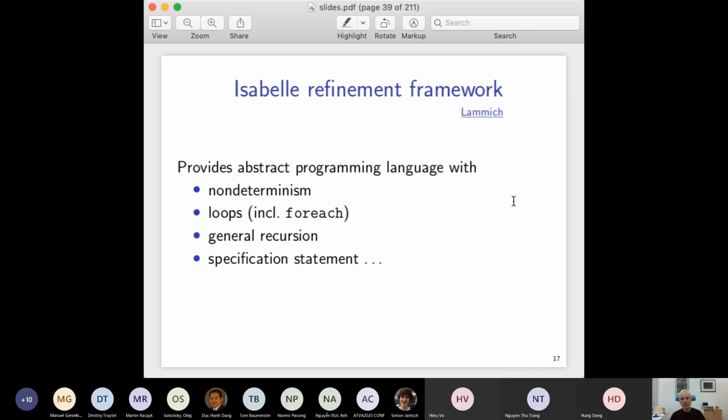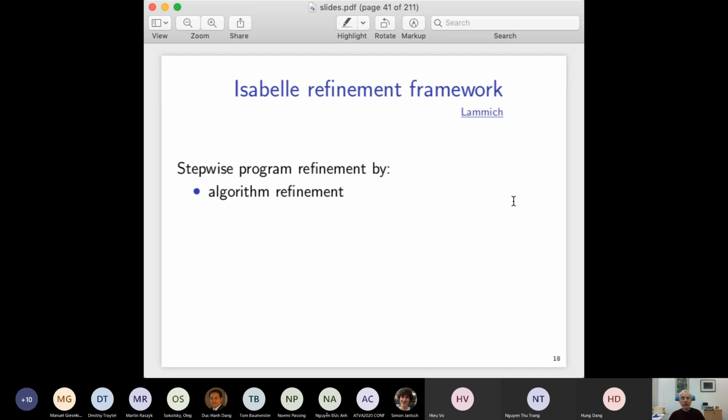And these specification statements, that's quite new, also include time bounds. So you can specify and reason about the time bounds for algorithms. And then you refine things. You start from the specification level. Then you can do algorithmic refinement. You can refine things that are not executable by things that are executable.